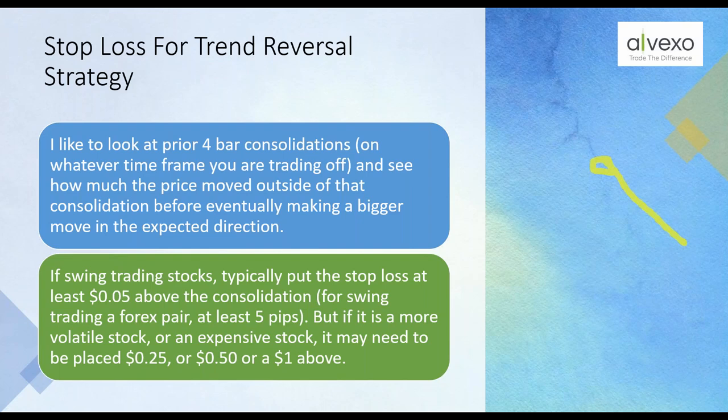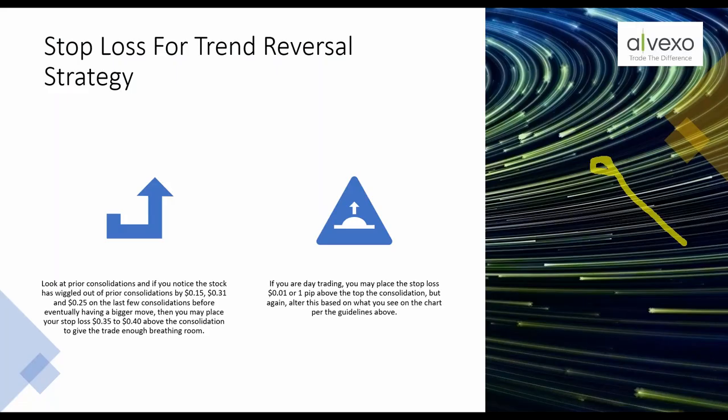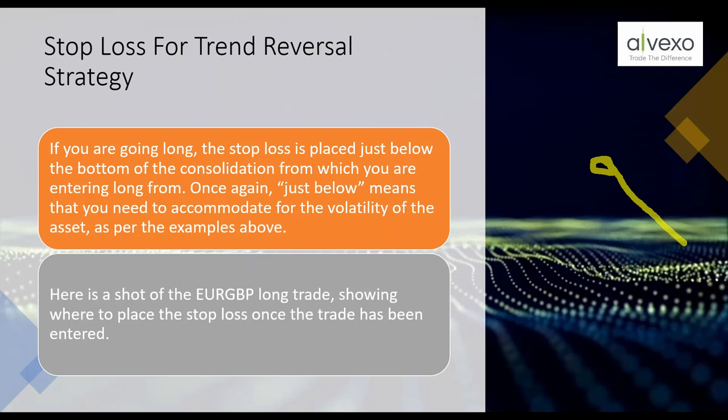So I like to look at a prior four-bar consolidation and see how much the price moved outside of that consolidation before eventually making a bigger move in the expected direction. If you're going long, the stop loss is placed just below the bottom of the consolidation from which you are entering a long. Once again, just below means that you need to accommodate for the volatility of the asset.